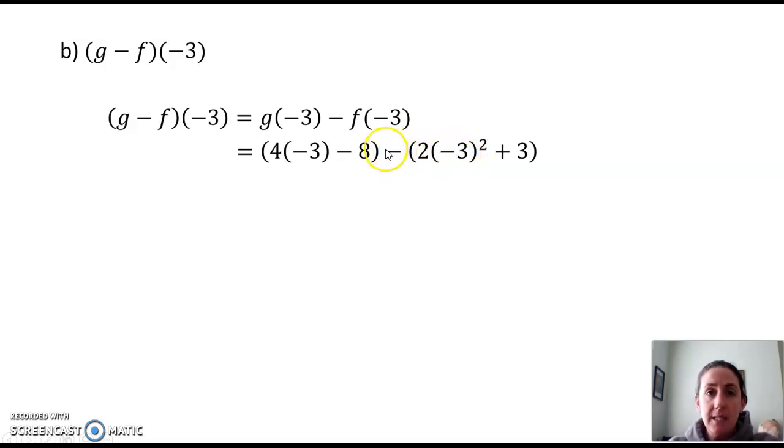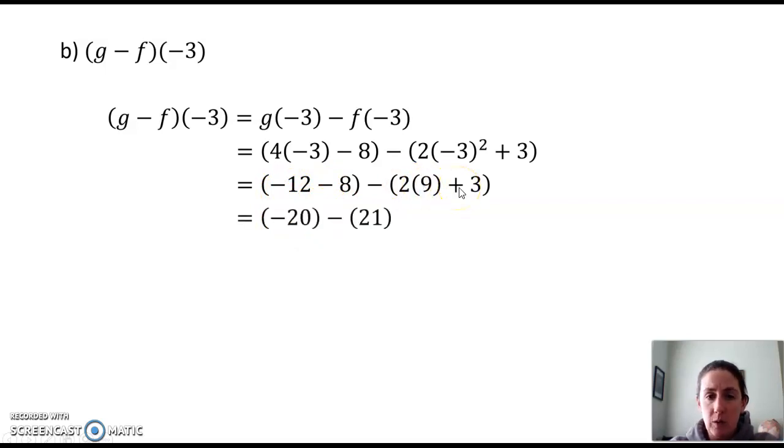That tells you that you need to evaluate the function first. You need to figure out what g at negative 3 is first, figure out what f at negative 3 is next, then subtract the two. So to make sure that you are evaluating the functions first, we stick them in parentheses. 4 times negative 3 is negative 12. Negative 3 squared is 9. Negative 12 minus 8 gives me negative 20. 2 times 9 is 18 plus 3 gives me 21. And negative 20 minus 21 gives me negative 41.